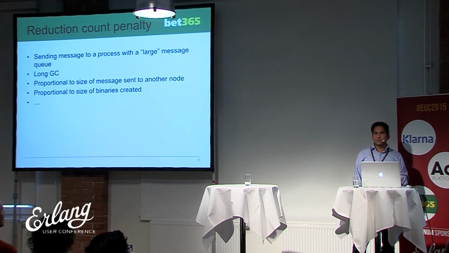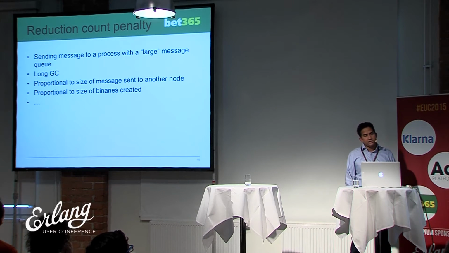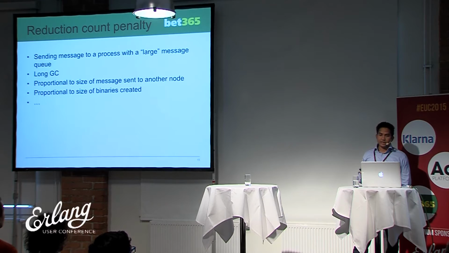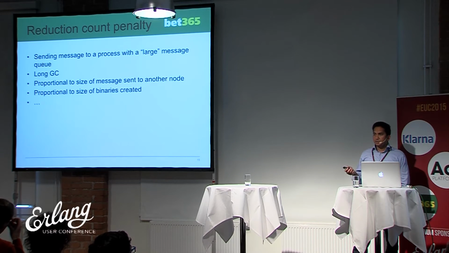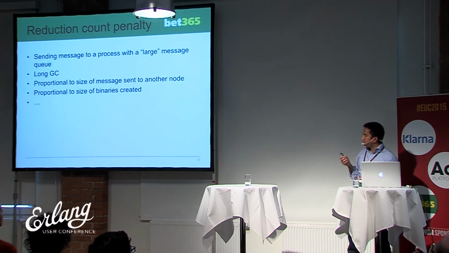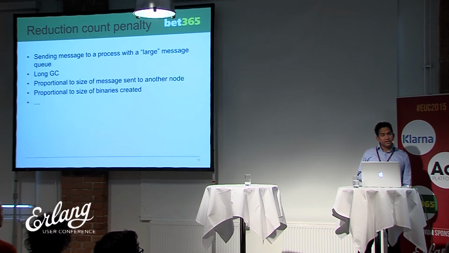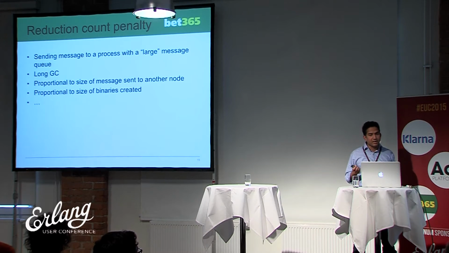When we started looking through the Beam code, we found out that your reduction count is also affected by the size of the message you send to another node. So if you're using RPC, for example, and you're sending a big message across, at least from the way I read it, your process is going to incur a penalty. And if you're doing a lot of that, you might see your process slow down with no obvious explanation. It also seems to be proportional to the size of the binaries your process is creating. Again, none of this was really obvious or well-known.